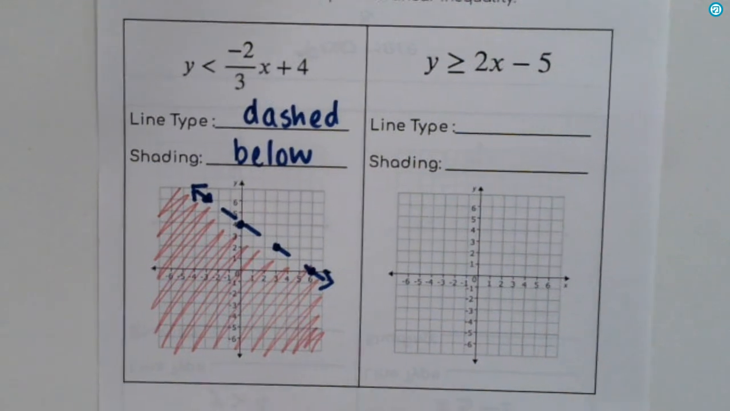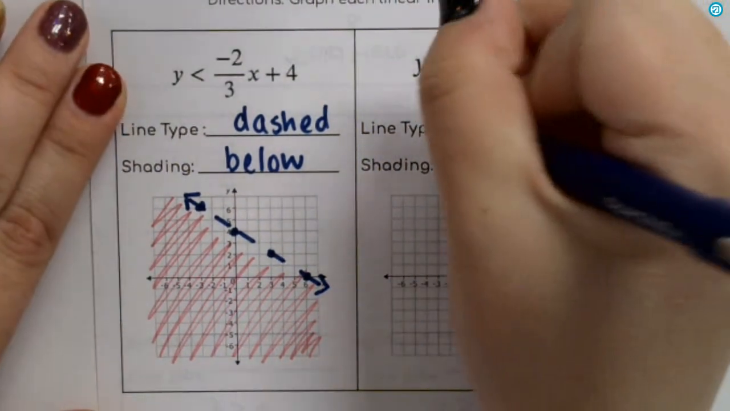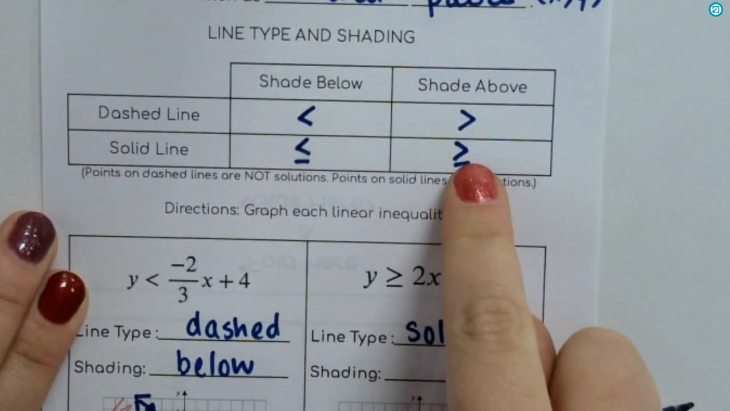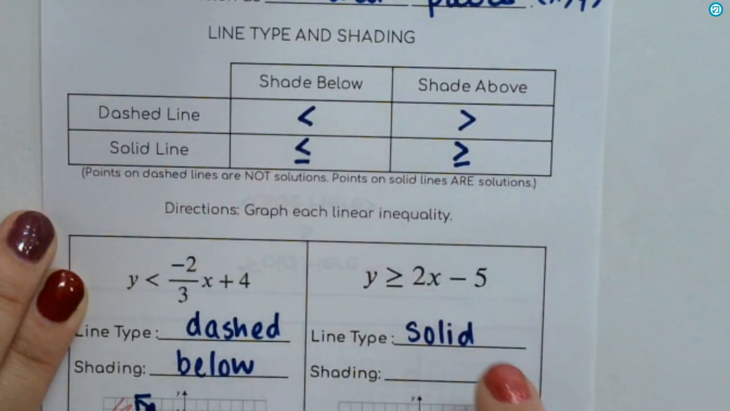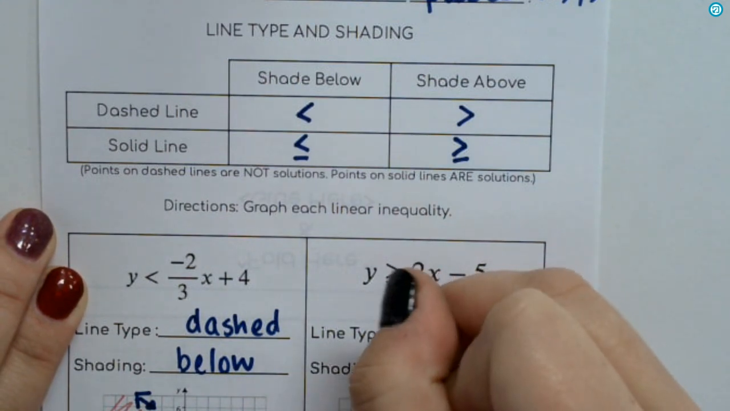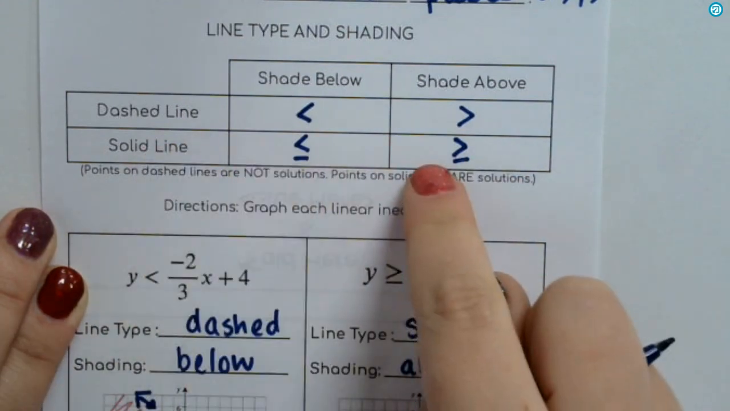The next one is y is greater than or equal to 2x minus 5. What kind of line should I use, dashed or solid? Solid. So we picked solid because it's greater than or equal to. Where should I shade? So greater than or equal to, above, which makes sense because it's more. So we just match up the symbol, greater than or equal to, solid line, shade above.